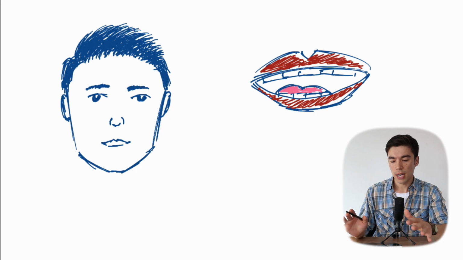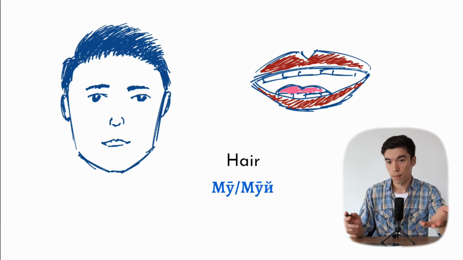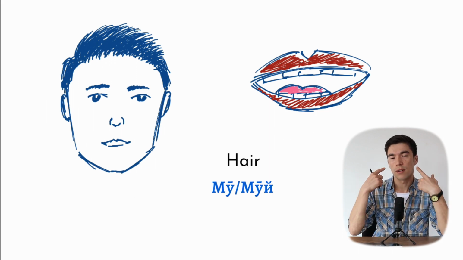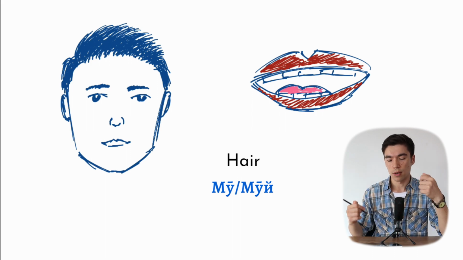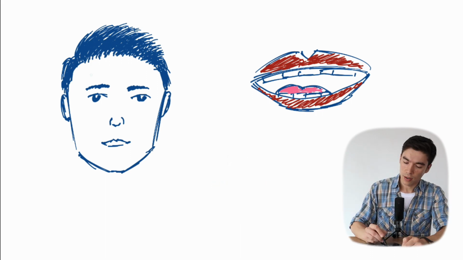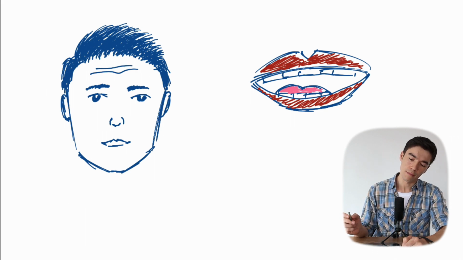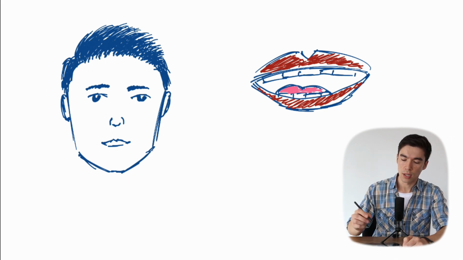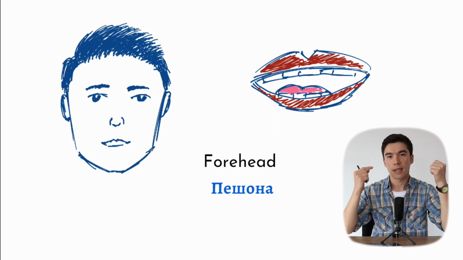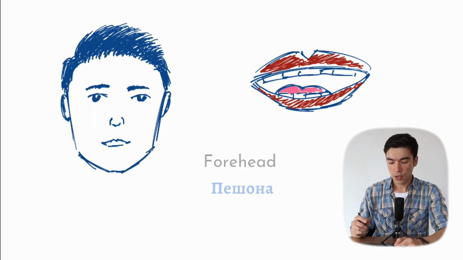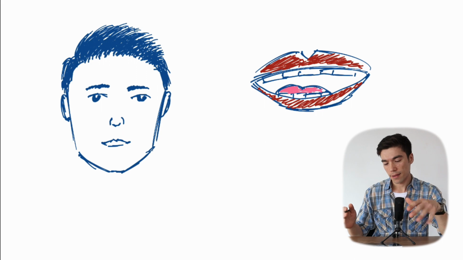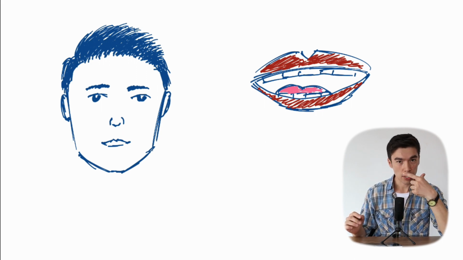Alright, now we have the hair. Hair in Tajik is mu. Mu or mui, just like with the face, ru, rui, the same with the mu. And here, this is the forehead, but it makes him look old, so let's erase that. The forehead will be peshona. Peshona.